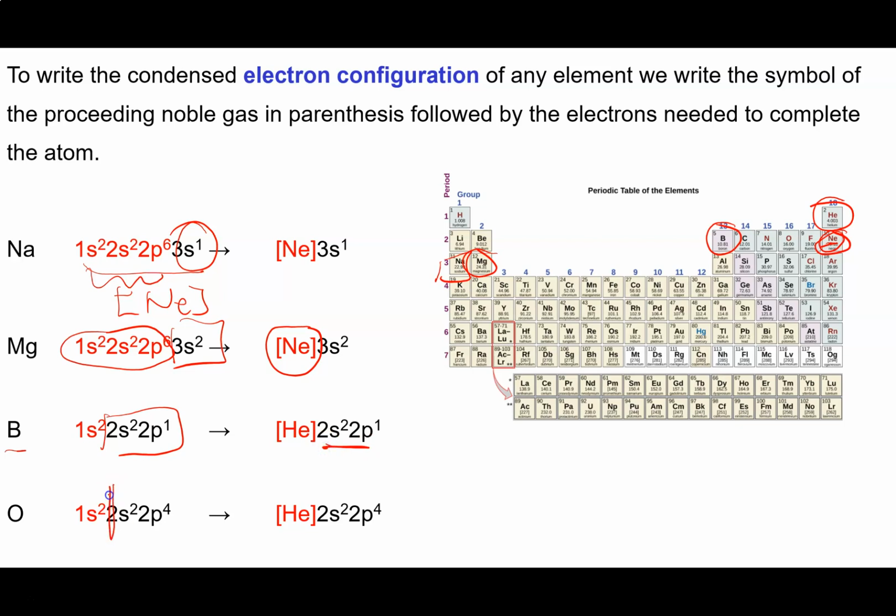The same here with oxygen. The noble gas that comes before oxygen is also helium. So we write the symbol for helium, and then we write the remainder of the electron configuration. So it's not too bad, right? It's easy to take a full electron configuration and write it as the condensed or abbreviated electron configuration.